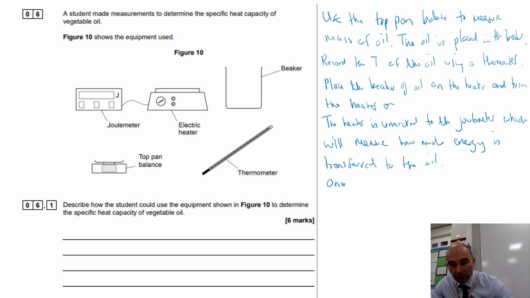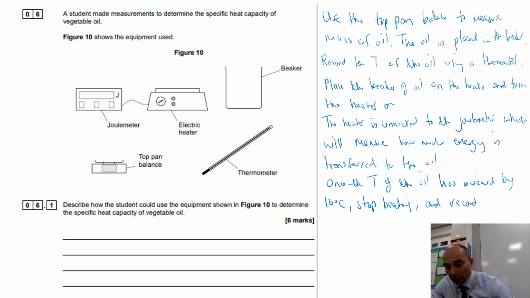So once the temperature of the oil has increased by, in this case we're going to do it by 10 degrees C, we need to stop heating and record the energy. Again, I'm just using some abbreviations. The energy transferred on a joule meter.